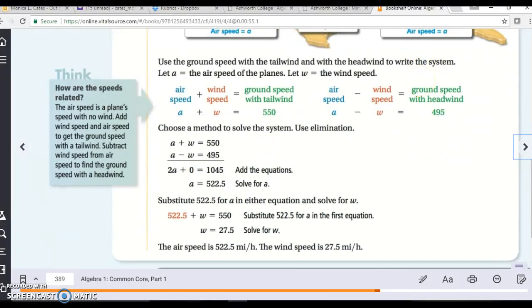So they chose to use the elimination method this time because they have the same pairs with the opposite signs, and so the W cancels out, and we're left with A equals 522.5, where A is the airspeed of the plane and W is the wind speed. Then they substitute that value in to find W, and they got 27.5, so the wind speed is 27.5. So the airspeed is 522.5 miles per hour, and the wind speed is 27.5 miles per hour.